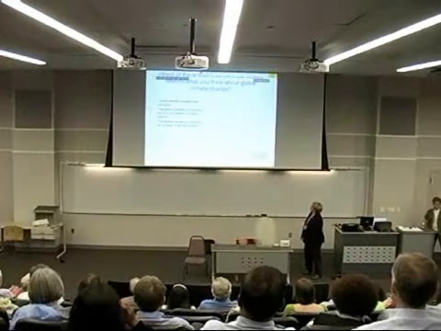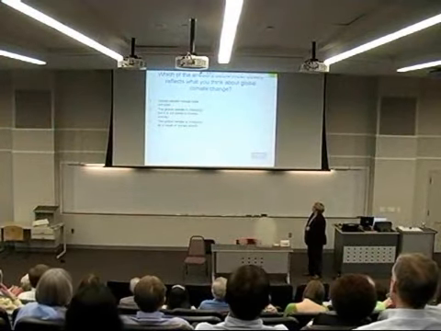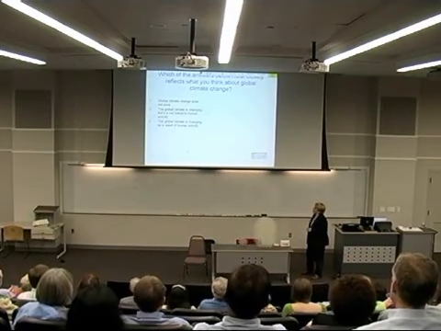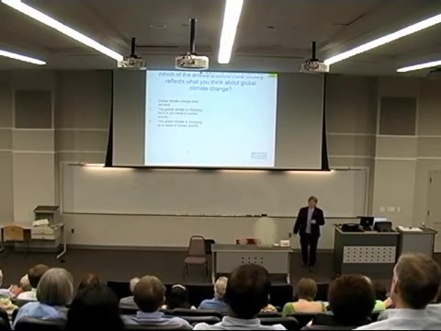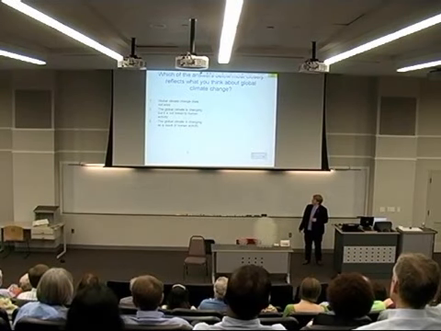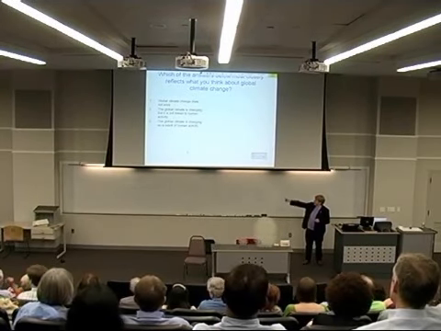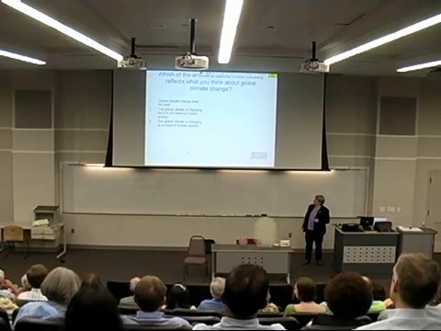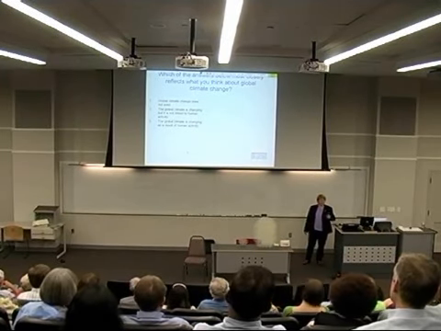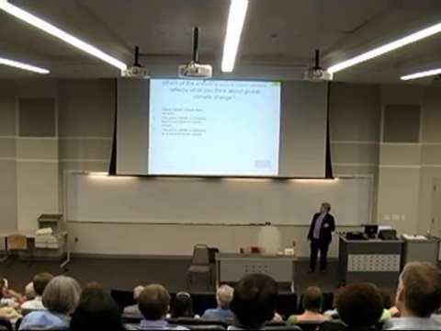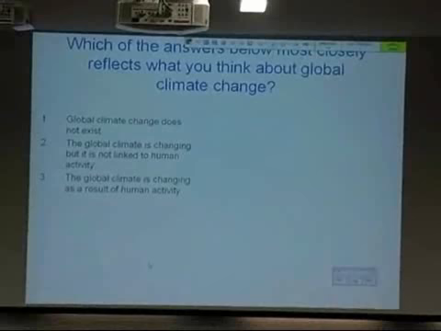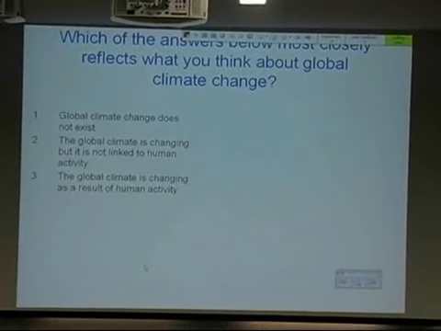So I've posed a question here, which is a little covered up, but it is, which of the answers below most closely reflects what you think about global climate change? So take a minute to read the questions and key in your response, and the instructions for using the clicker are up here on the front. When you've actually responded, your clicker will tell you you've answered the following. So you want to point your clicker at the podium when you answer.